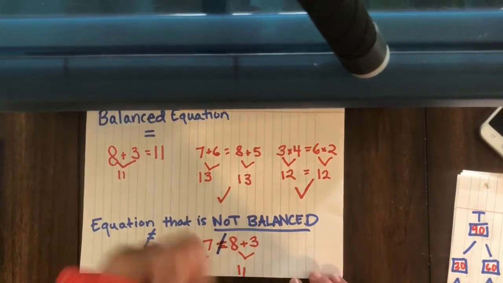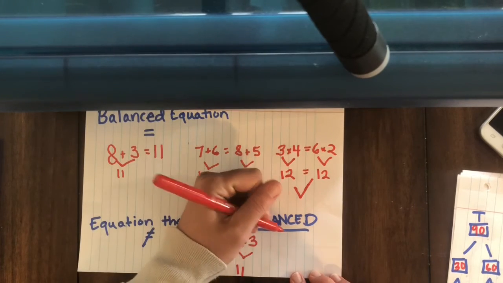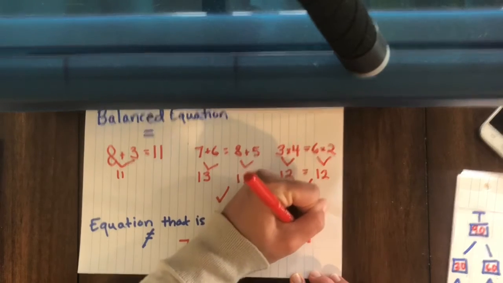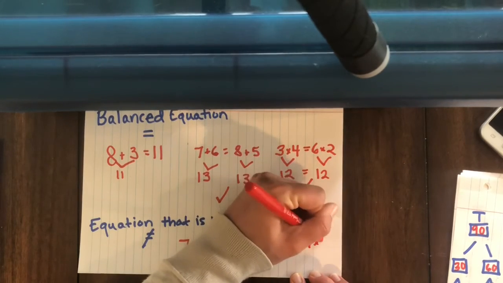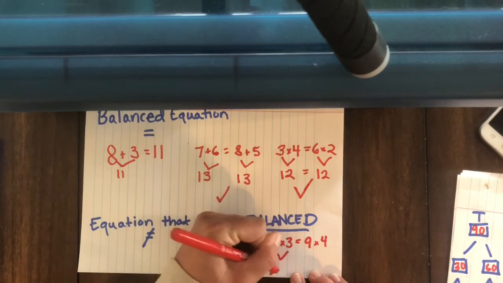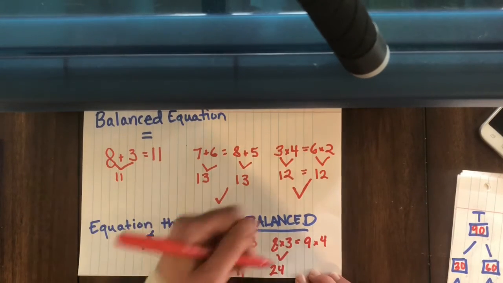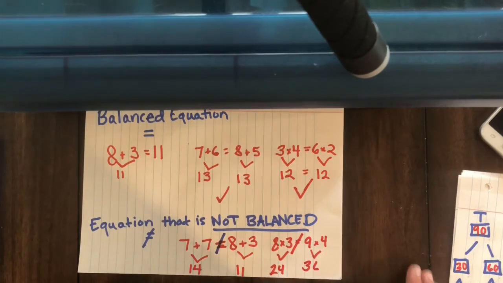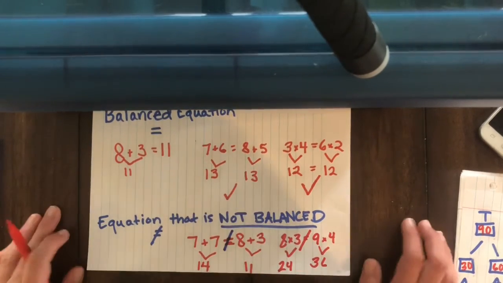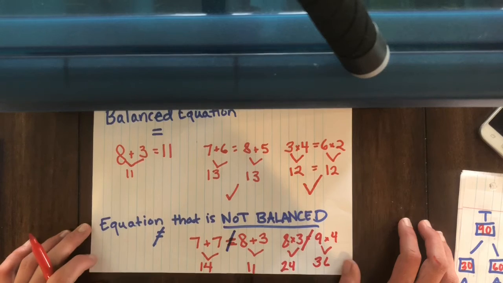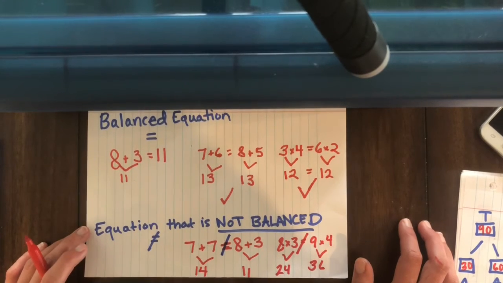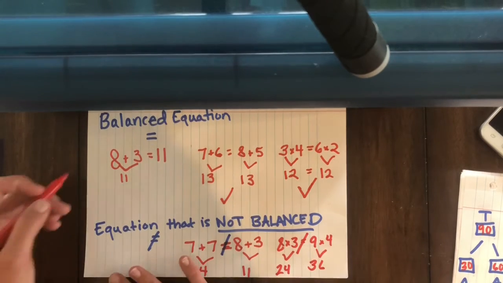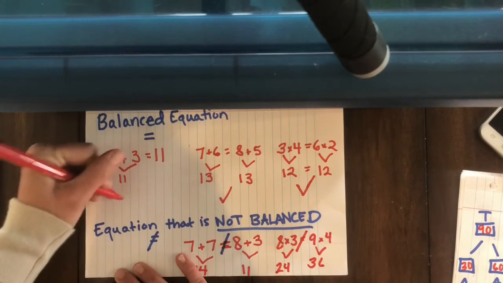So let's do one with multiplication as well. 8 times 3 equals 9 times 4. Well, I know 8 times 3 is 24, and 9 times 4 is 36, so this would not be balanced. So our goal today is to create balanced equations. So I'm going to go back to the balanced section, and we're going to fill in the missing piece here.